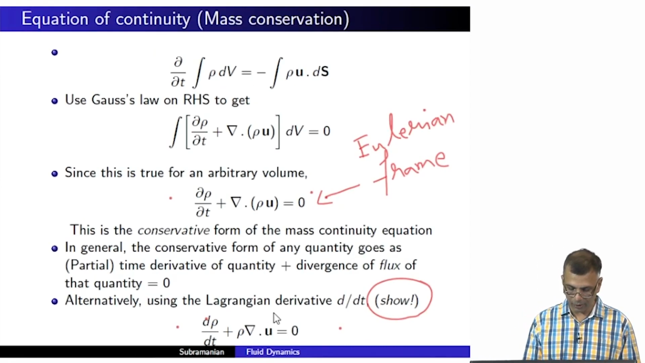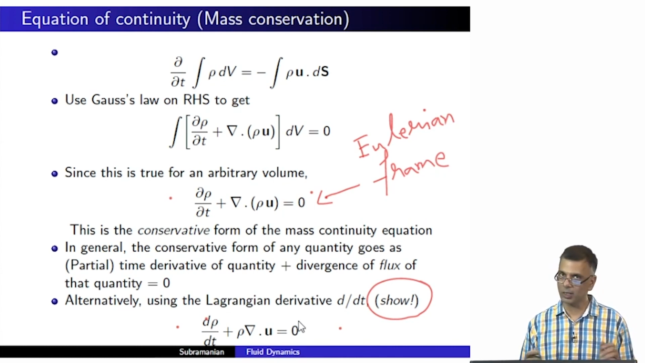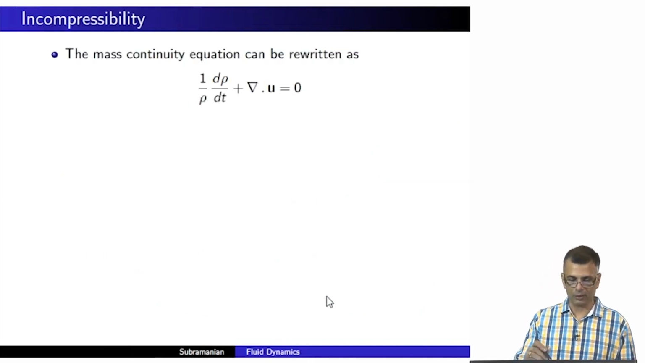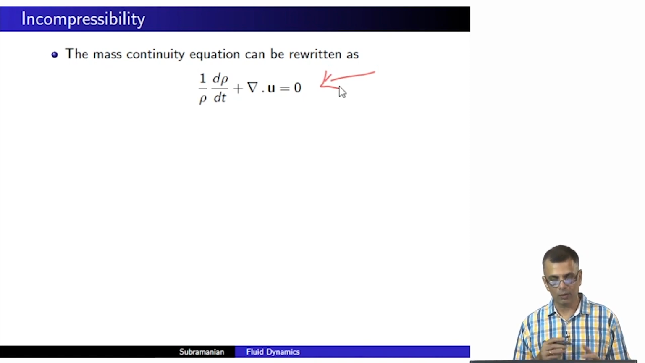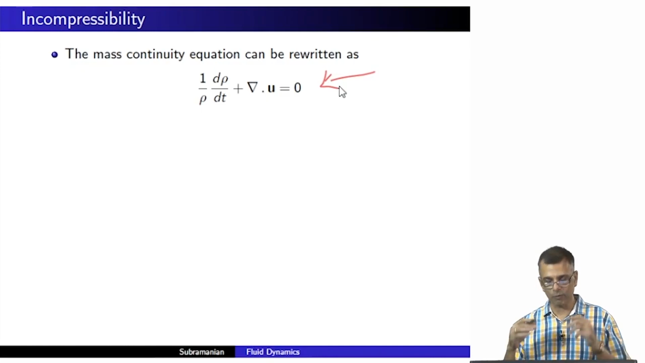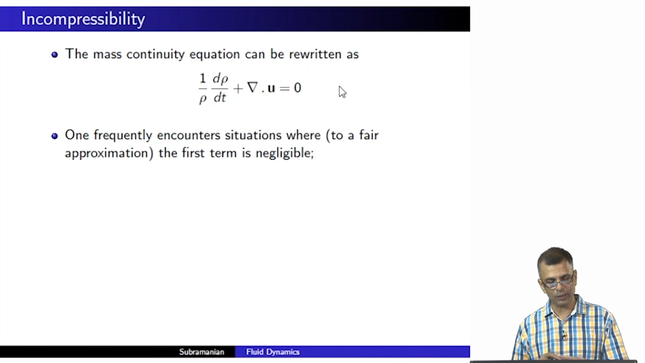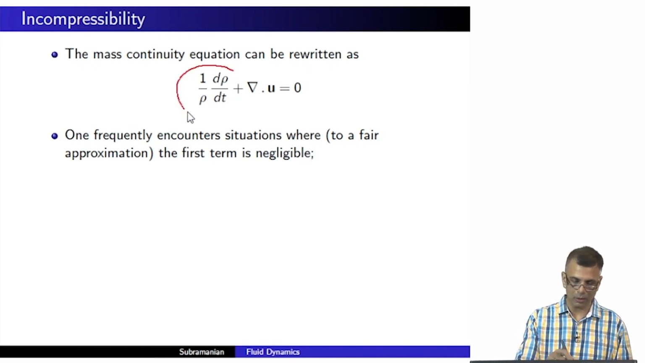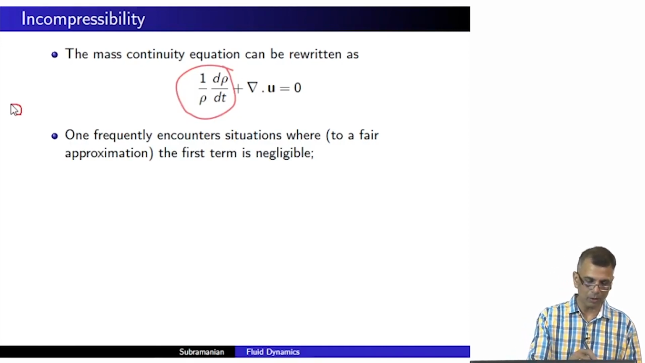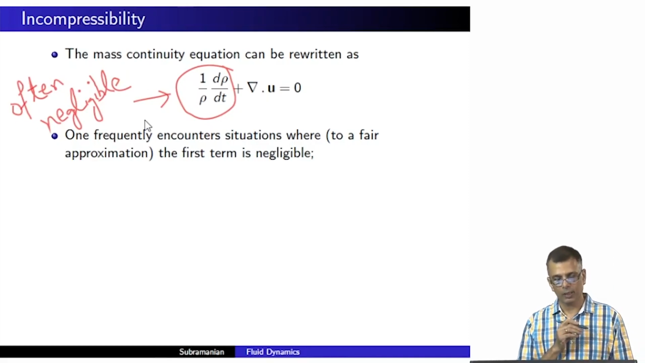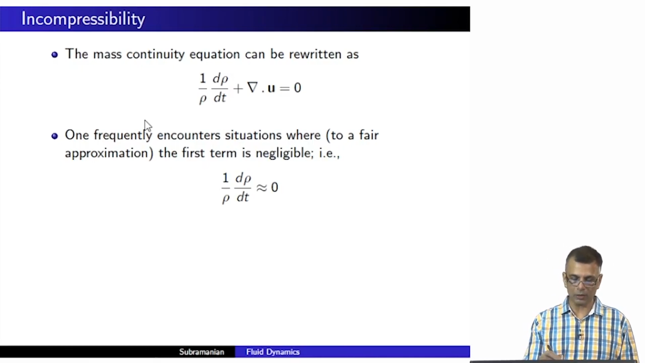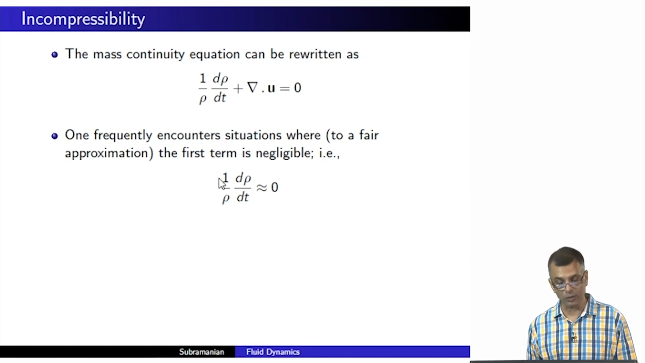So if you divide this entire equation by rho, on the right hand side you have 0, so that makes no difference. If you divide this entire equation by rho, you get this. It's the same equation that we had written earlier, the mass continuity equation, right? In the Lagrangian frame as seen by an observer who is sitting on top of a fluid parcel. And one frequently encounters a situation where, to a fair approximation, the first term is negligible. In other words, this is often negligible. Okay. In which case, this is what I mean: this, 1 over rho D rho Dt, is approximately equal to 0.